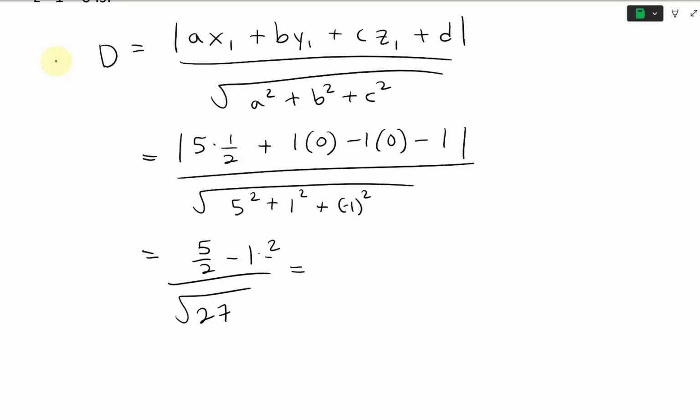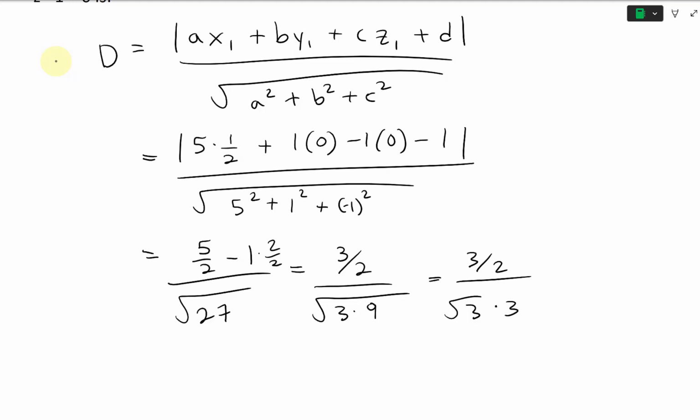Let's multiply the top and bottom by 2, to get a common denominator. So 5 minus 2 is 3 over 2. And this part here is interesting: 27 is the same thing as 3 times 9, and the square root of 9 is 3. So we have 3 over 2 over square root 3 times 3, so this cancels, and we're left with 1 over 2 square root 3.